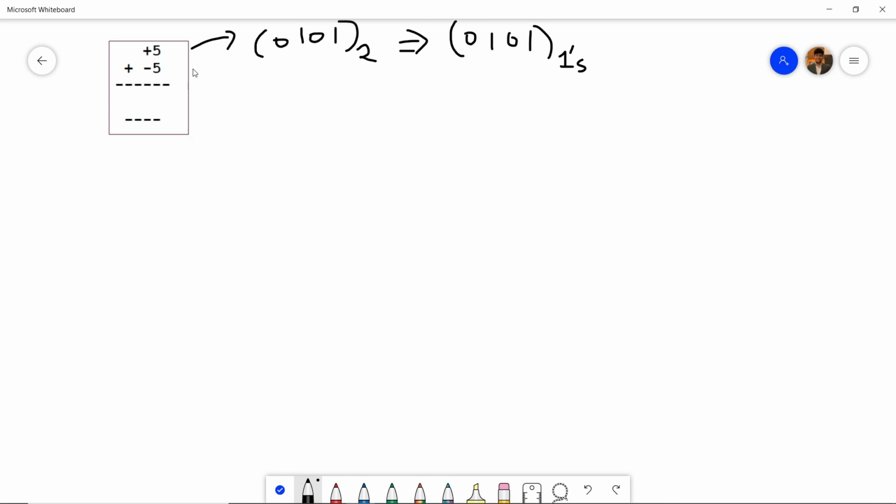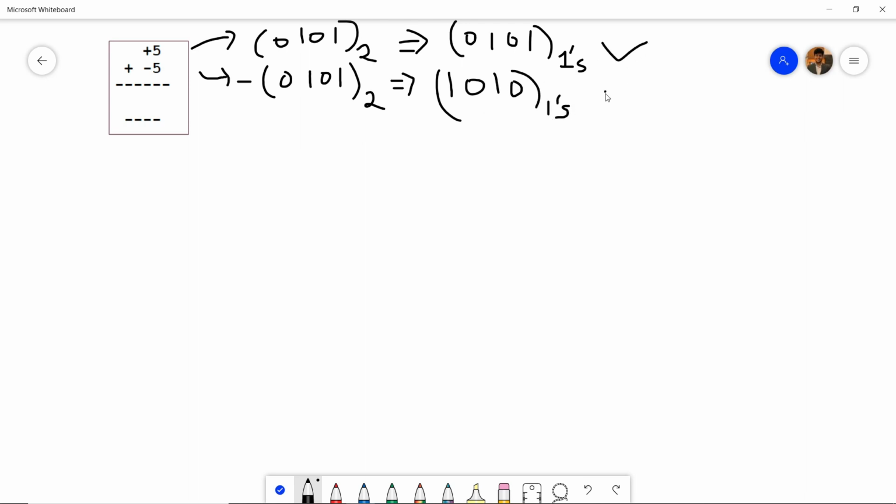To convert -5 into the 1's complement form, first I need to write it as binary. So minus of 5. So 0, 1, 0, 1. This is the binary form. So minus, and this is 5. So -5. To convert a negative number into its 1's complement form, I just have to invert the bits. So if I invert the bits, I will get 1, 0, 1, 0. This is in 1's complement form. Now I have to add these two numbers.